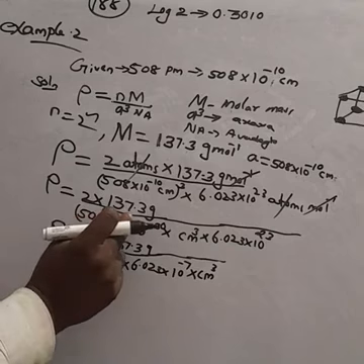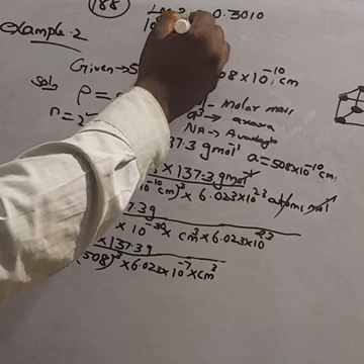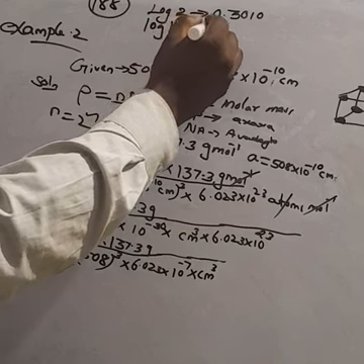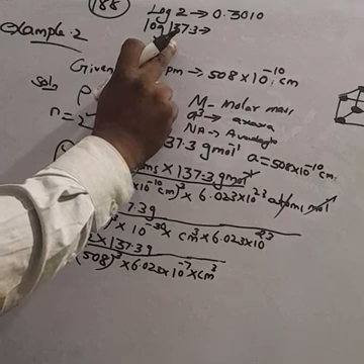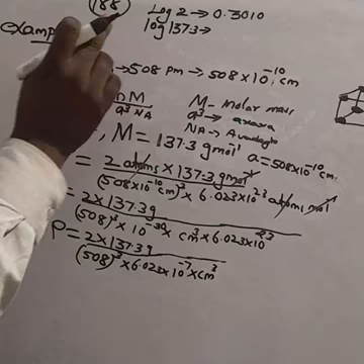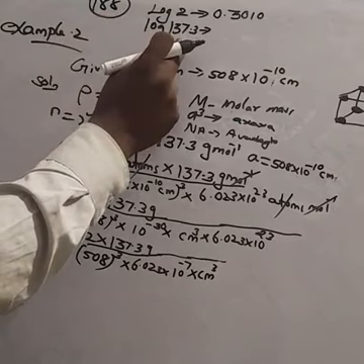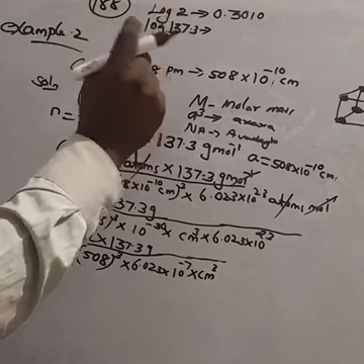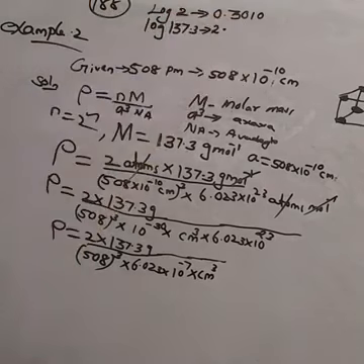Next one, log 137.3. The characteristic here is 3 digits. That is 3 digits means before the point you have to find out, not after the point. Before the point 137 like that, 3 digits. 3 digits minus 1, we get 2, am I right? So I am writing 2 point. The characteristic is 2 point.